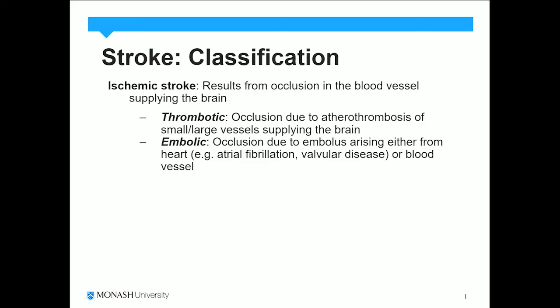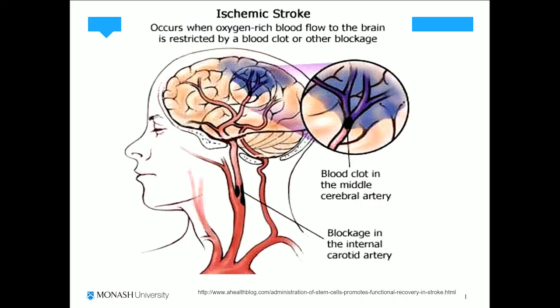The causes could be thrombotic, so occlusion due to atherothrombosis of a small or a large vessel, or embolic, where it's due to an embolus arising either from the heart or a blood vessel. Here's a diagram of an ischemic stroke. It occurs when oxygen-rich blood flow to the brain is restricted by either a blood clot or other blockage. You can see in the diagram a blood clot in the middle cerebral artery, and also one in the internal carotid artery.